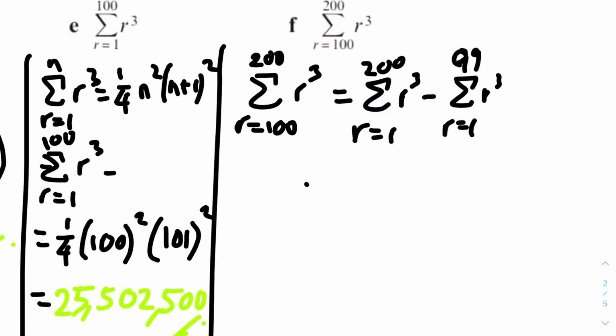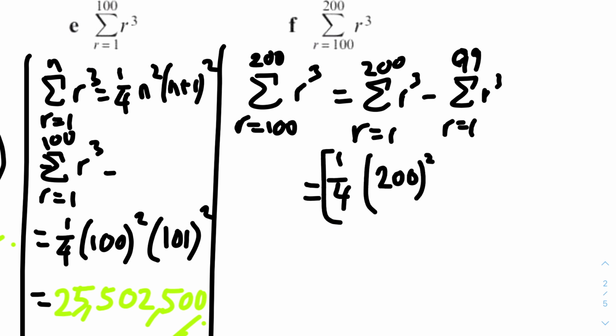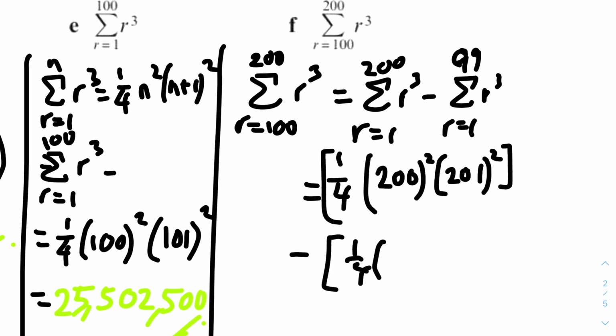So therefore this is equal to 1 over 4 times n squared, which is 200 squared, and n plus 1 squared is 201 squared, minus 1 over 4 times 99 squared times 100 squared.